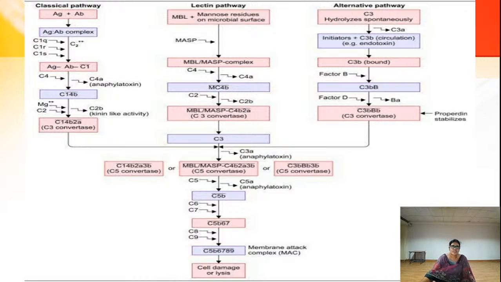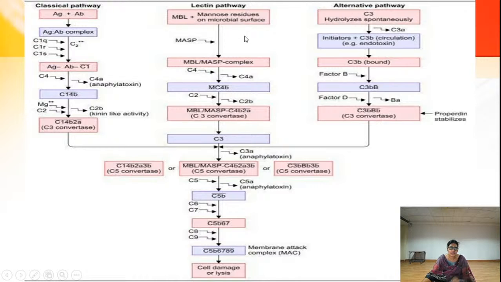It is attached by what part? The lectin. So it is called the lectin pathway or MBL pathway. MBL means mannose binding lectin. So this mannose binding lectin attaches to the mannose residues on the microbial surface and gets activated. This is the initiation step.